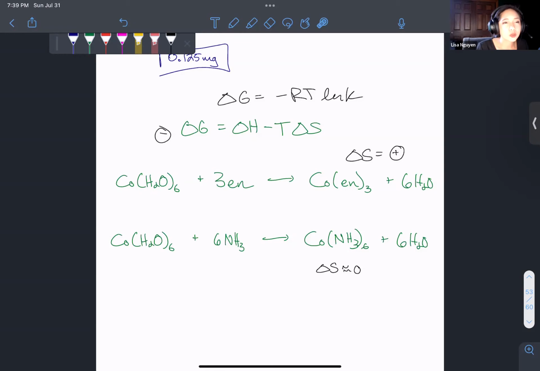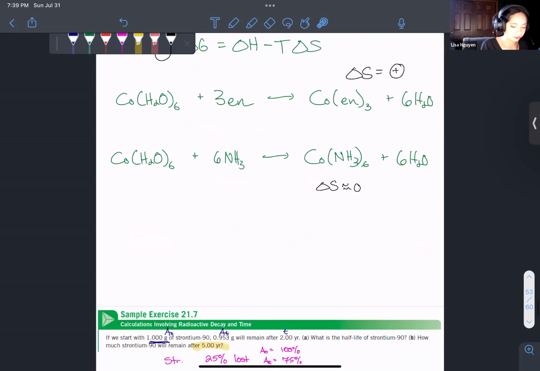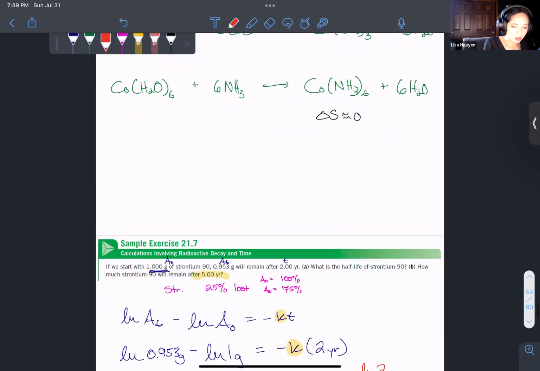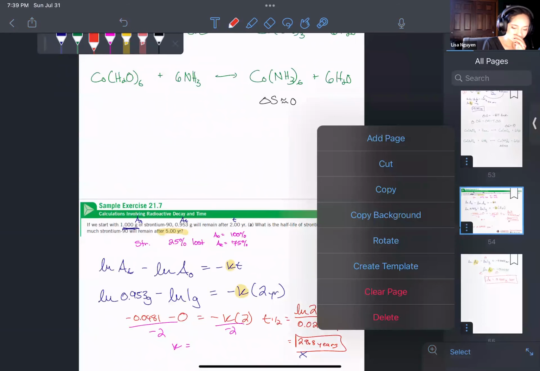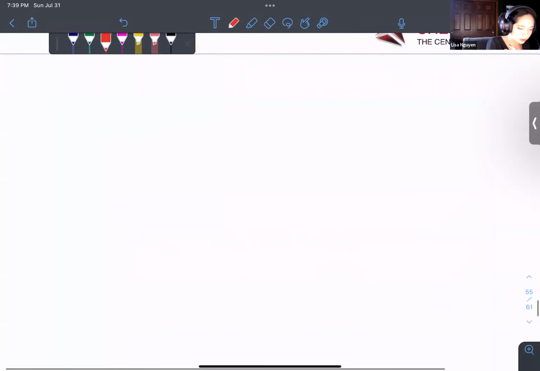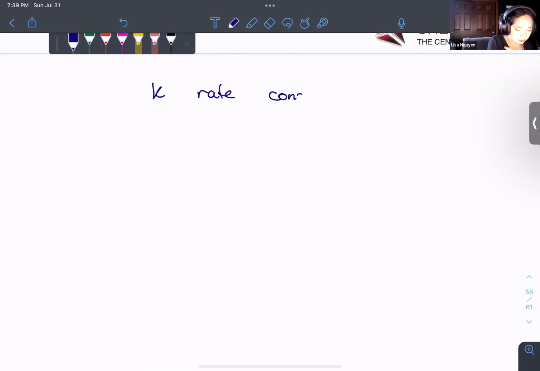Can I explain the difference between small k and big K? Yes. Small k is the rate constant. Big K is the equilibrium constant.